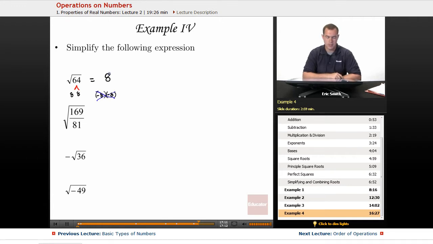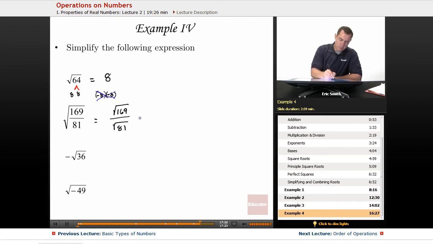Alright, moving on. The square root of 169 divided by 81. This one we can use one of our rules and break up the root over the top and over the bottom. Now I can end up taking the root of each of these individually. So what number multiplied by itself would give us a 169? Well, that would have to be a 13. And then the number that would be multiplied by itself to get an 81? 9. So the answer to this one is 13 over 9.